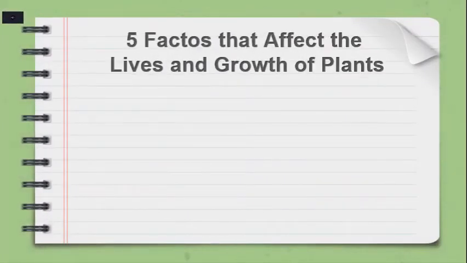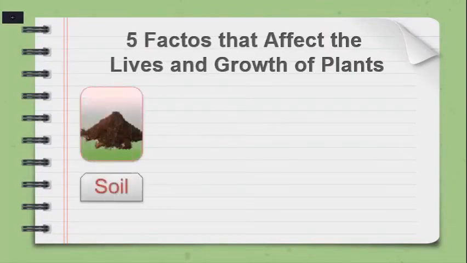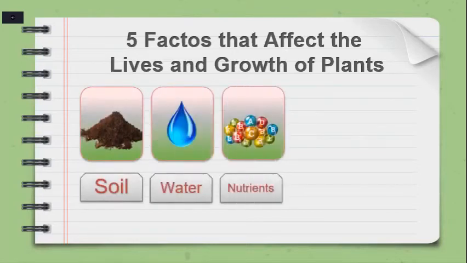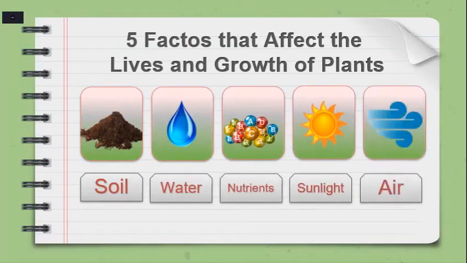There are 5 factors that affect the lives and growth of plants. First, we have soil, water, nutrients, sunlight, and air.